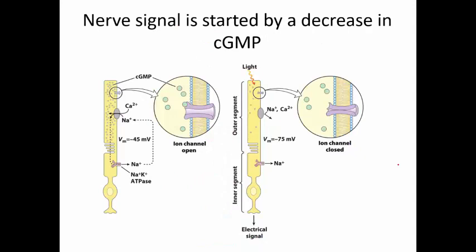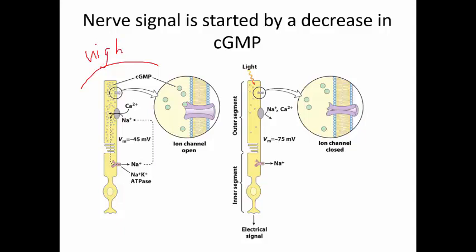All right, so then the signal that goes to the brain is started by a decrease in cGMP. So we need a start, right? We know that the rest of the pathway is going to involve an action potential with sodium channels, depolarizing the membrane, and all that sort of thing. So what's going to start it out is going to be cGMP decreasing. So here this is very high.